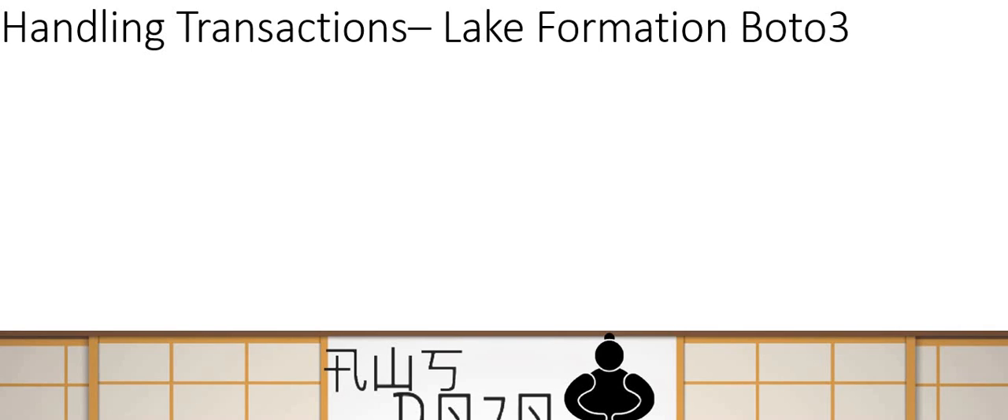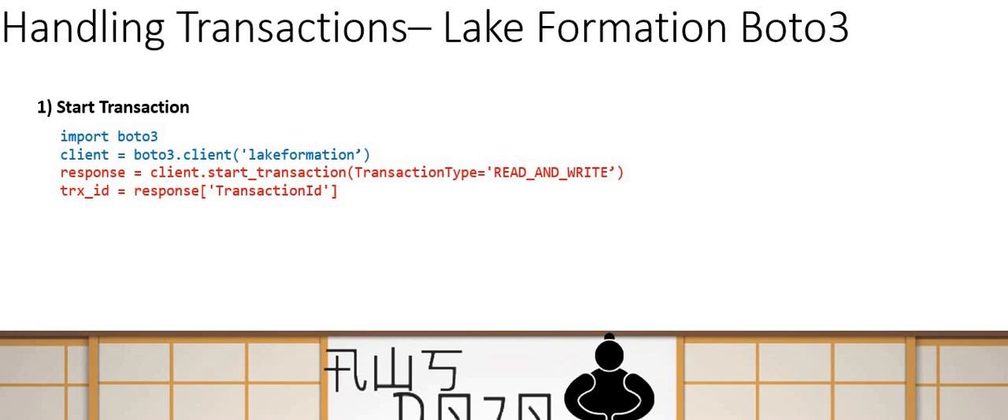If I have to handle a transaction using Lake Formation Boto 3, I'm taking Python as an example over here. How do I do that? First you start the transaction. So the first step is start transaction. You simply say import boto3, create a Boto 3 client for Lake Formation, and then you simply say client.start_transaction. The transaction type could be read or write. You use read if you simply want to read the data, if you want to have a consistent read of the data.